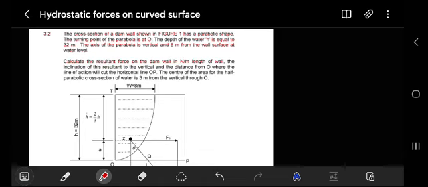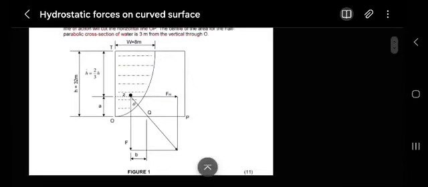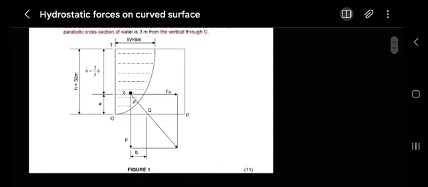the inclination of the resultant to the vertical, and the distance from O where the line of action will cut the horizontal line OP. The center of the area of the half parabolic section of water is 3 meters from the vertical through O. So that is what we have been given. Everything they are talking about is depicted on the structure.